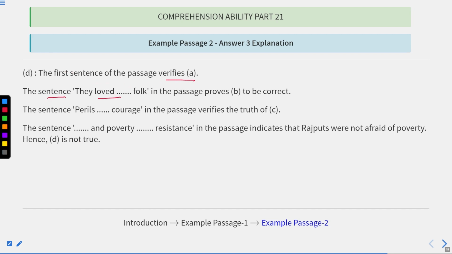The second, "they loved to fight," in the passage proves B to be the correct statement. The sentence paralleling courage in the passage verifies the truth of C. The sentence on poverty and resistance in the passage indicates that Rajputs were not afraid of poverty, hence D is not true.